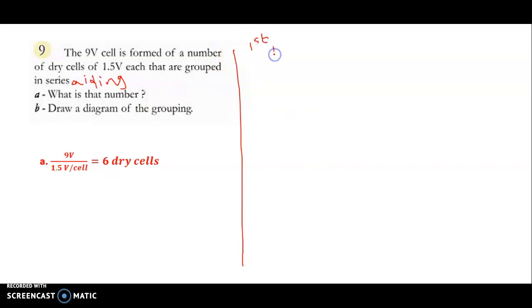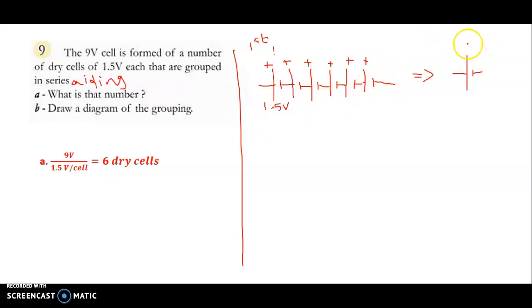The first way is positive, negative, positive, negative, positive, negative. These are 3. Now we still have to draw another 3: positive, negative, and positive, negative. I'm not going to show the whole circuit, I'm only showing the grouping of the dry cells. So these are 6 dry cells connected in series aiding. They are equivalent to one 9 volt dry cell. Each one is 1.5 volts, and altogether, when connected as such, they act like a 9 volt dry cell.